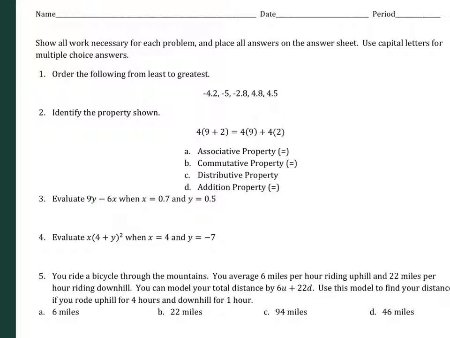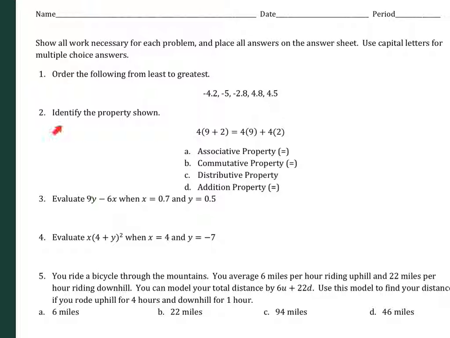So number 1, you got to order the numbers from least to greatest. Okay, so smallest to biggest. Here's your numbers: negative 4.2, negative 5, negative 2.8, 4.8, and positive 4.5.